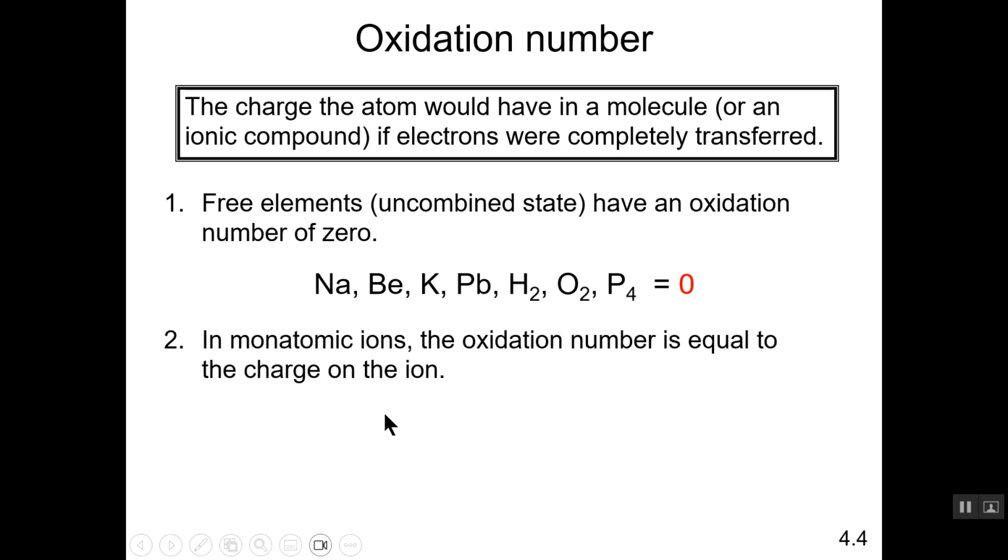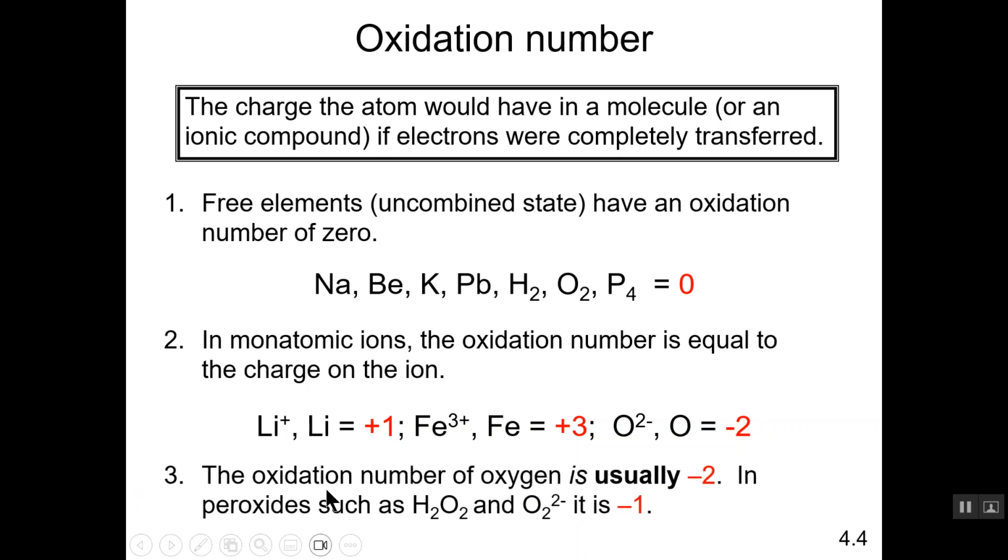All right? The second rule says if you have a monatomic ion, the oxidation number is equal to the charge on the ion, right? So basically, whatever the charge is on the monatomic ion, that would be its oxidation number. And some examples are shown here, all right? So just to highlight one example, the iron 3 plus ion, the oxidation number is plus 3, all right? Or in the case of the oxide ion, the oxidation number is minus 2.